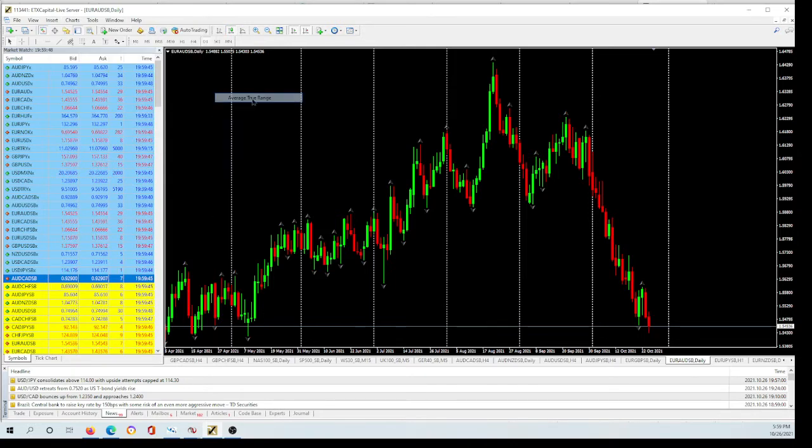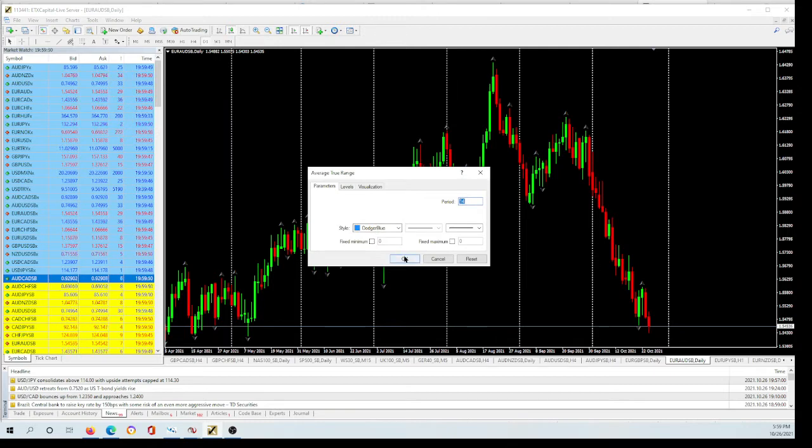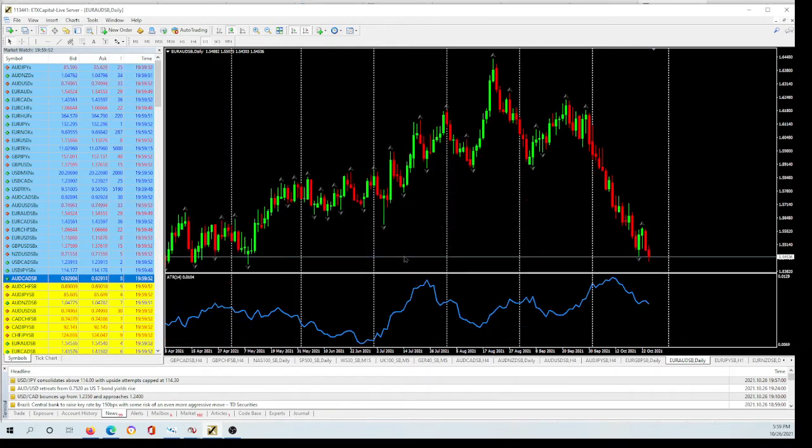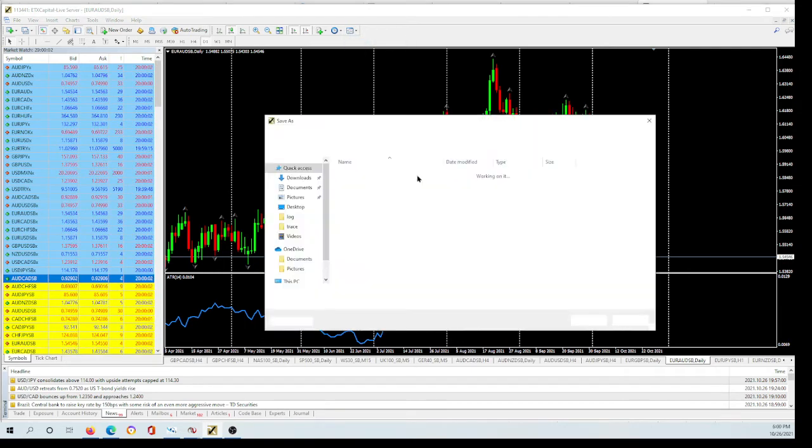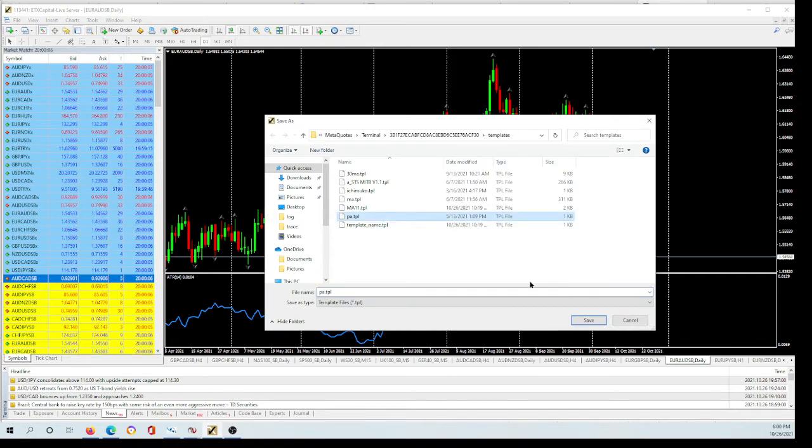Because the average true range takes the average of the last 14 candles, then divided by 14. So that tells you the average true range, and each candle here represents one range. So now let me come here and I'm going to save it so that I don't have to do it again. Okay, great.